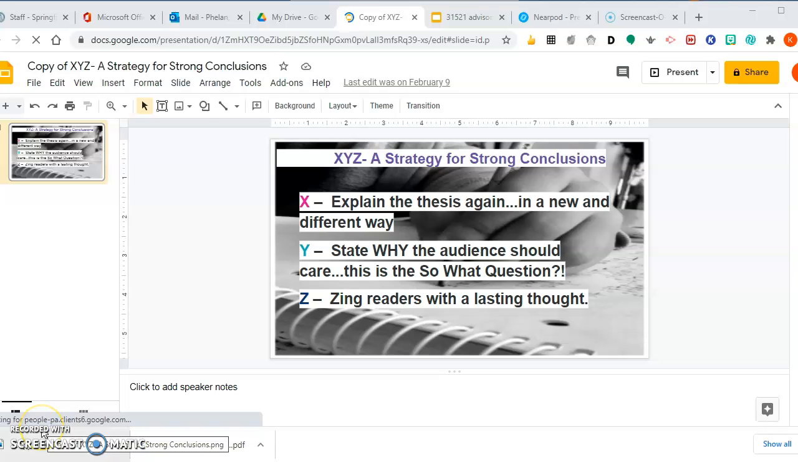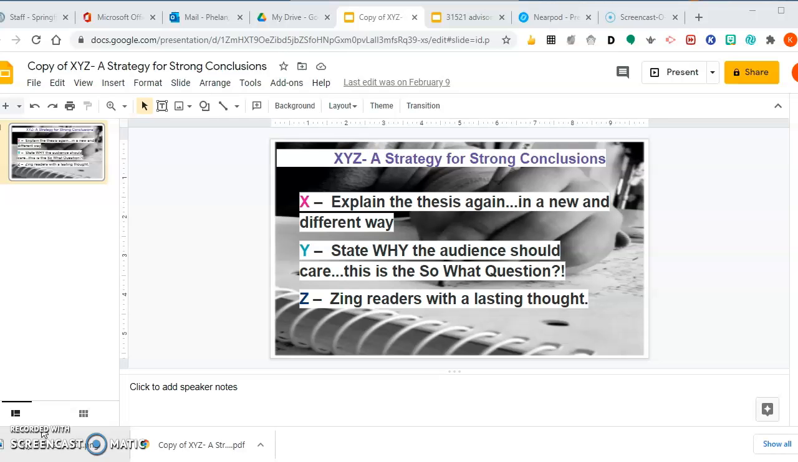The last step of your essay is to complete the conclusion paragraph. Don't forget this. Students often leave conclusions off of papers, and it just makes your writing seem unfinished. So the last paragraph is your conclusion.